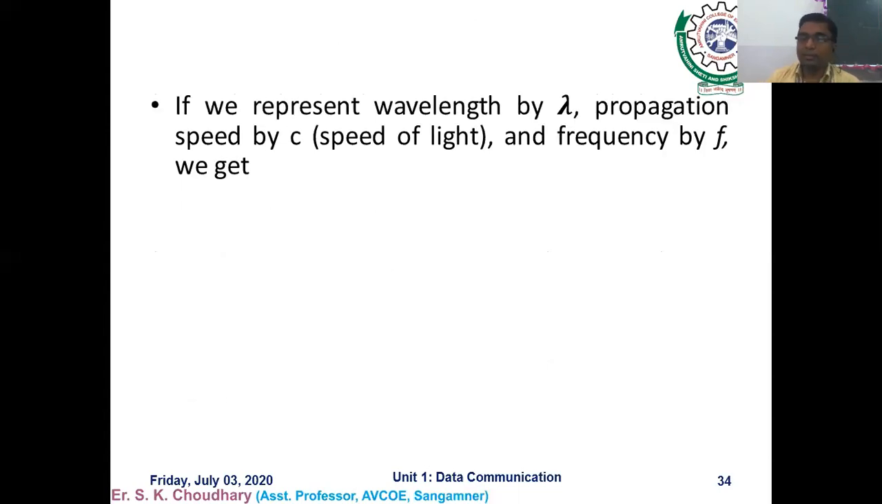Wavelength is generally represented by lambda, and propagation speed is represented by c, that is the speed of light, and frequency is f. So we have to define the formula. Can anyone define the formula for wavelength? All the parameters are given.